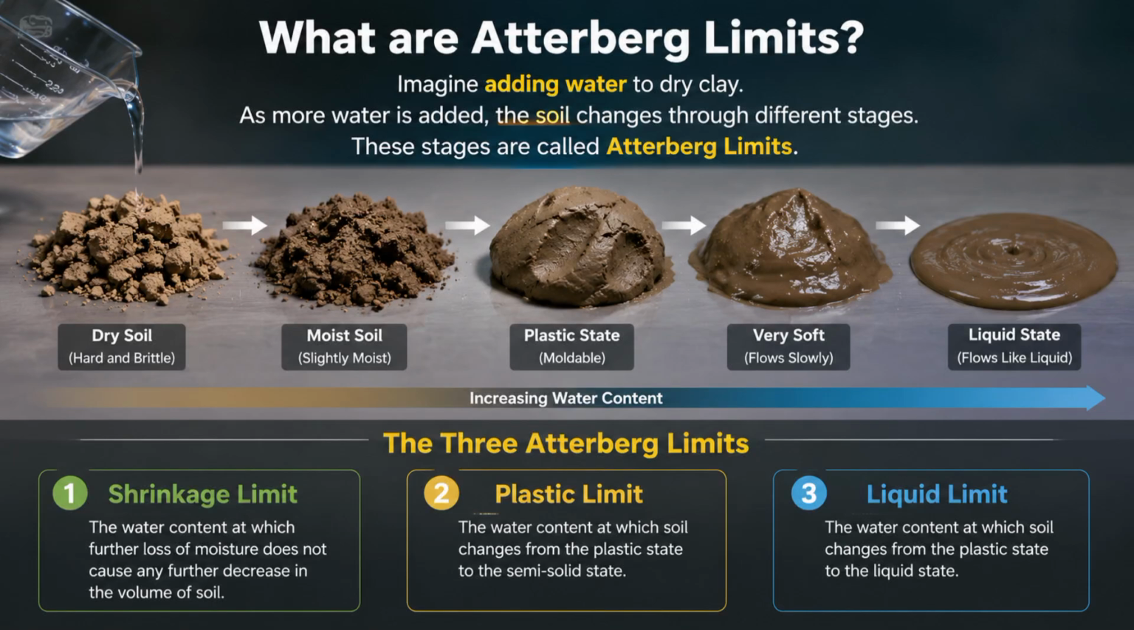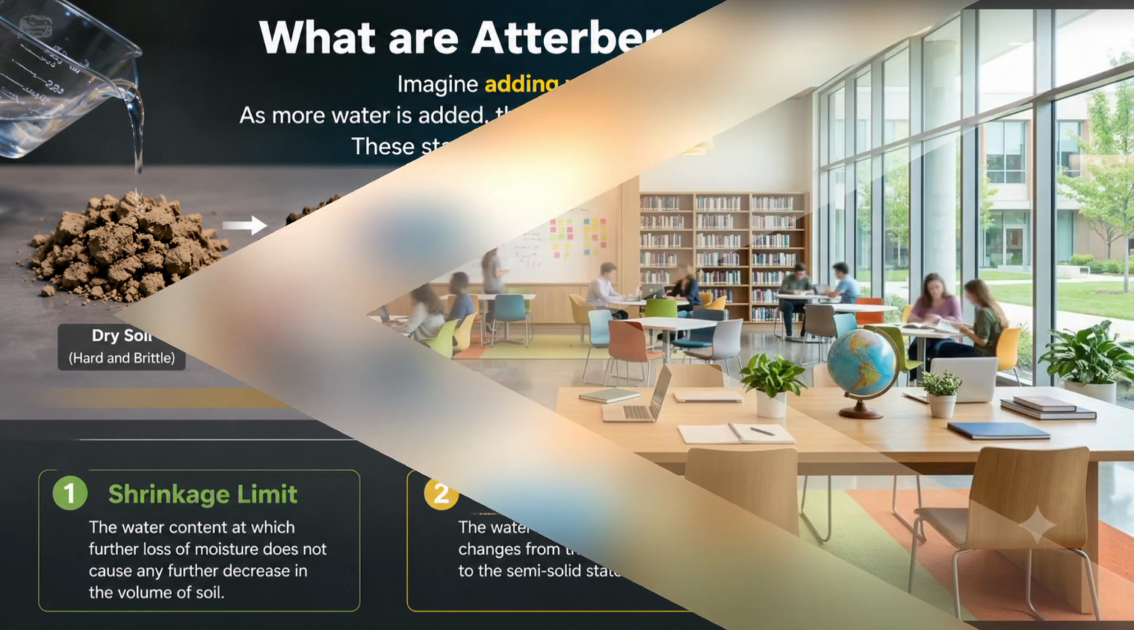What are Atterberg limits? Atterberg limits are the moisture content limits that define how fine-grained soil behaves as water is added. As the water content increases, the soil changes from a hard solid to a plastic material and finally to a liquid state. The two most important limits are the liquid limit and the plastic limit.